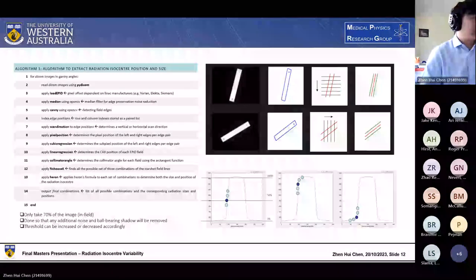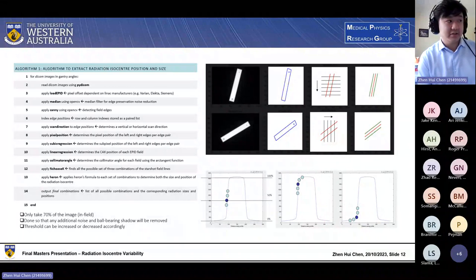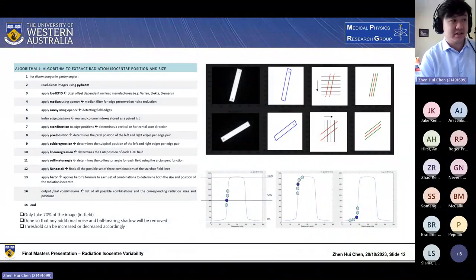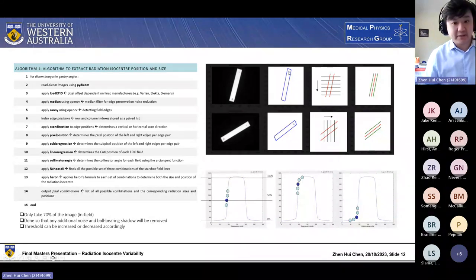Moving on. So this is the algorithm that I used to extract the radiation isocenter position and size. And all of this was coded in Python. So for every image in every gantry angle, I would first read the DICOM image using PyDICOM. If I draw your attention to the image on the right, the black and white image would be the extracted DICOM image, with the load epit function, which basically gives off a pixel offset to basically enhance the edges.